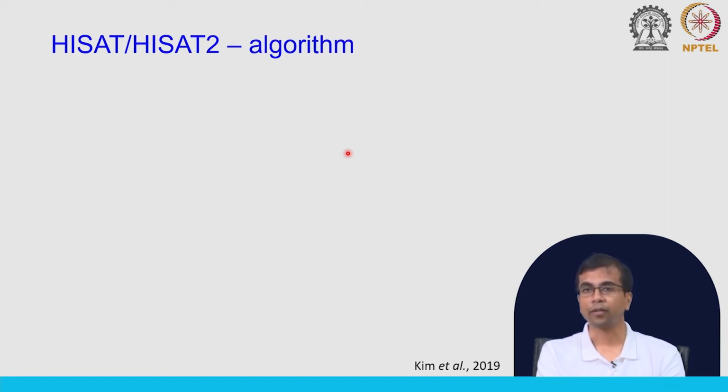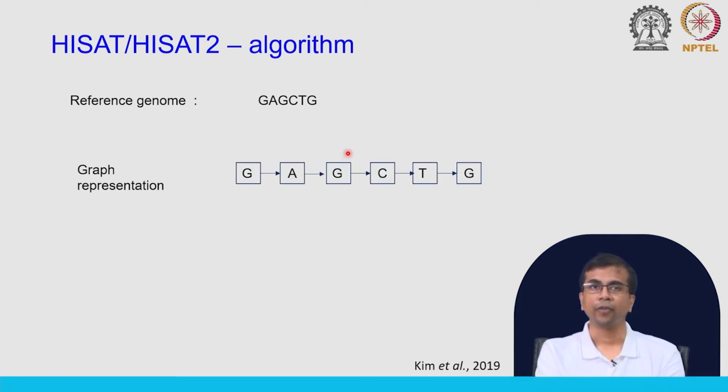So, how does this algorithm work? Let us take an example reference genome, this GAGCTG, from the paper that proposed this algorithm. It generates this graph from the reference sequence. Here you have these 6 bases in the genome, so we will have 6 nodes in the graph: G, A, G, C, T, G. Each node is connected by an arrow. If you traverse an arrow, you traverse a part of the reference sequence. If you traverse this part, you get GAG. If you traverse this part, you get AGCT. So, you traverse along the direction of the arrow and you traverse part of the reference genome.